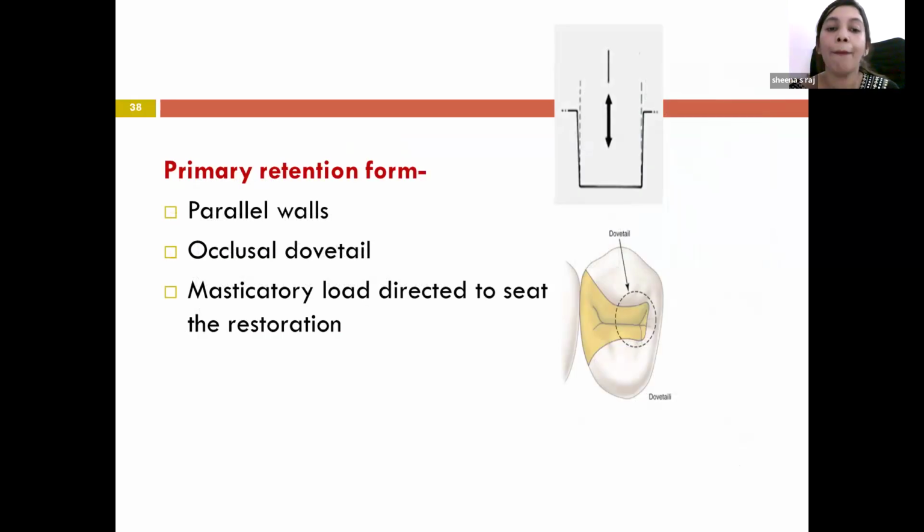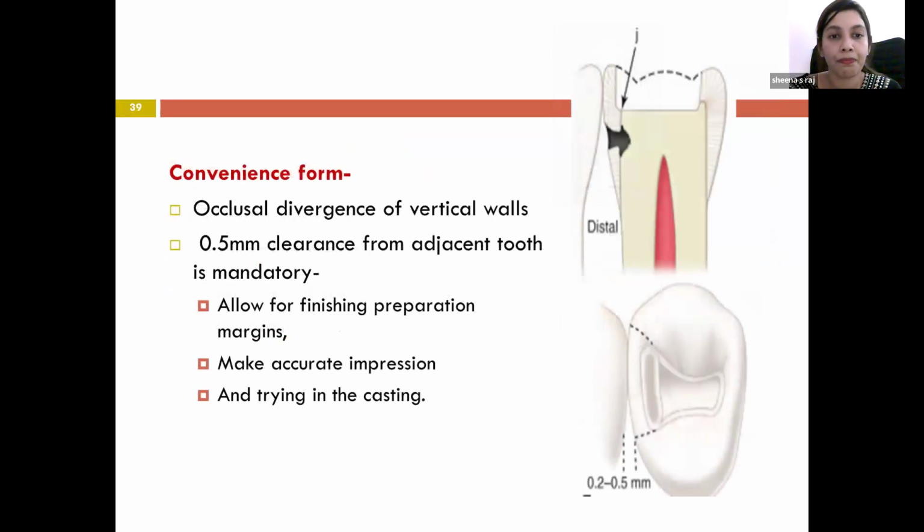Occlusal dovetail is there. Masticatory load should be directed to seat the restoration. Talking about convenience form, mainly the occlusal divergence of the vertical walls, it is the vertical walls they are talking about. There should be a clearance of 0.5 mm. You can see in the second image, 0.2 to 0.5 mm. Why that clearance is required: for proper finishing and polishing of the material, in order to take a proper impression, and for trying of the casting.